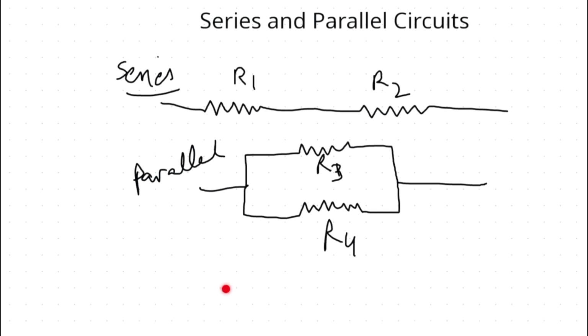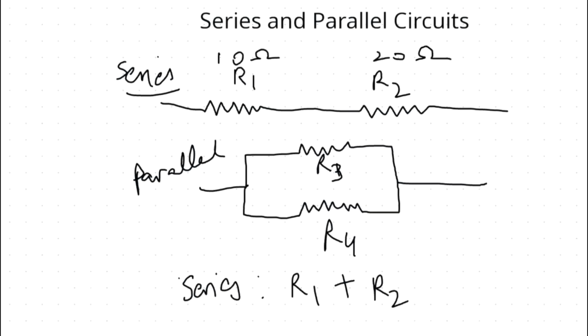So in series, resistance add up. In parallel, reciprocals add. So for example, if you want to calculate the total resistance in a series circuit, that would basically be R1 plus R2, right? And let's say R1 is 10 ohms and R2 is 20 ohms. Hence, our total series would be 30 ohms, right?